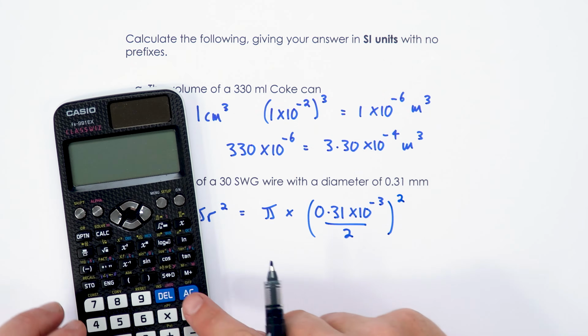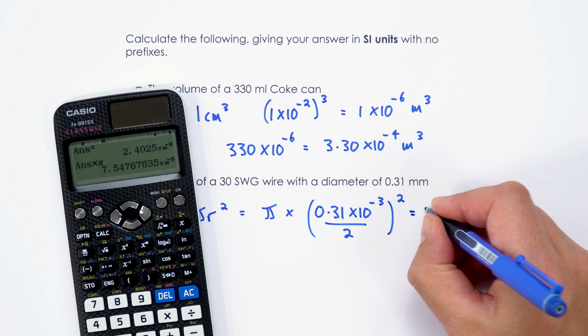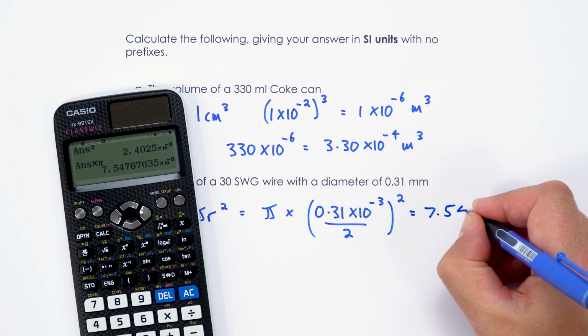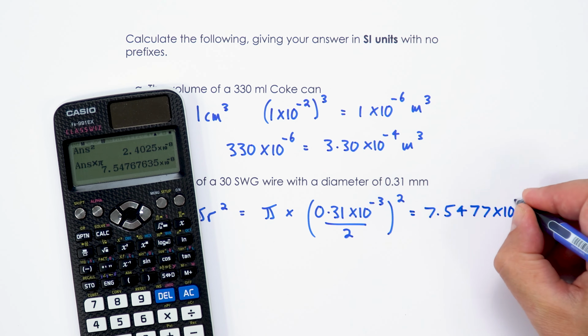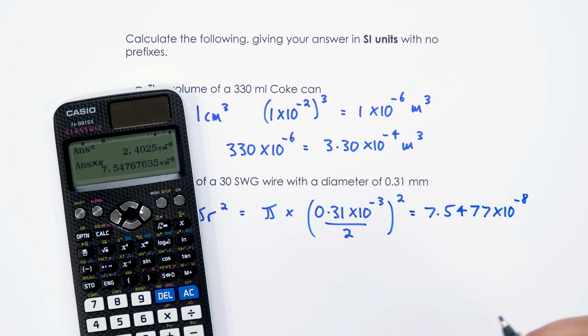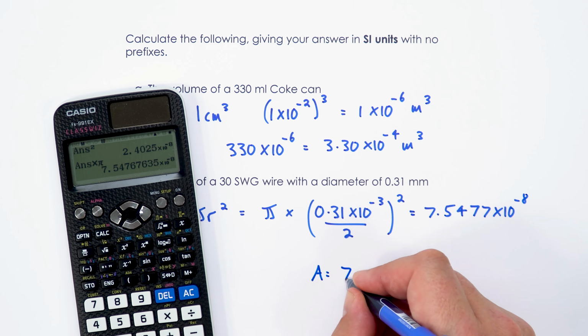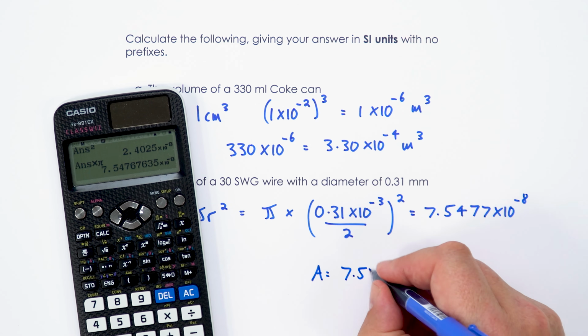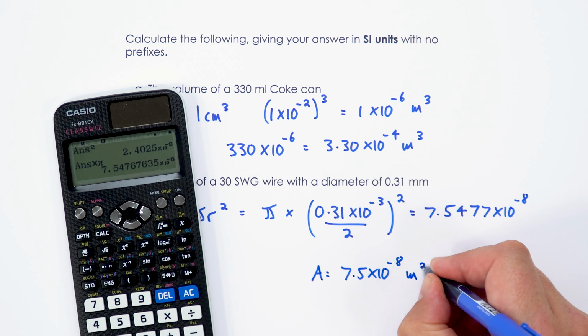So let me just work this out in the calculator. So this gives me an answer equal to 7.5477 times 10 to the minus 8. And therefore I think an appropriate answer for this would be to two significant figures. So the area is going to be equal to 7.5 times 10 to the minus 8 metres squared.